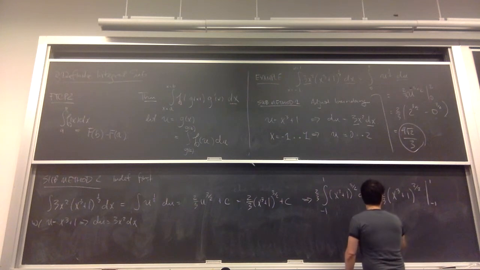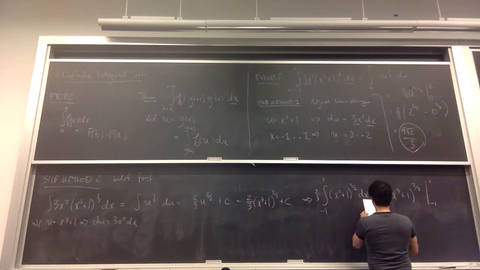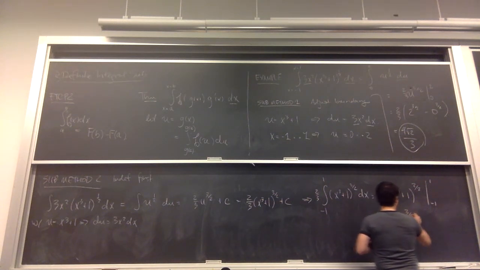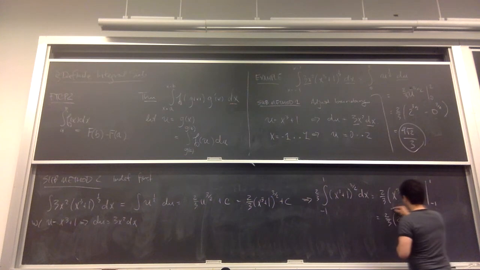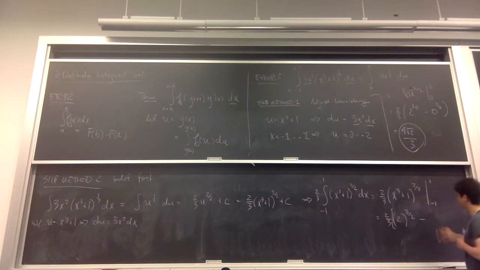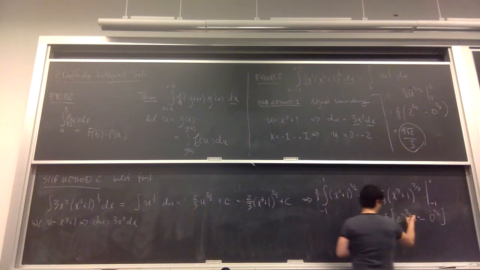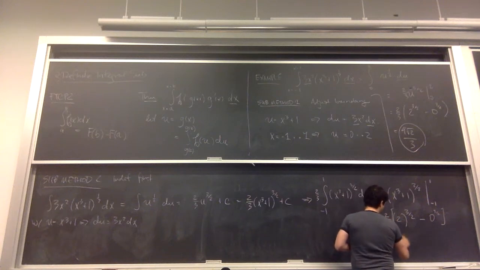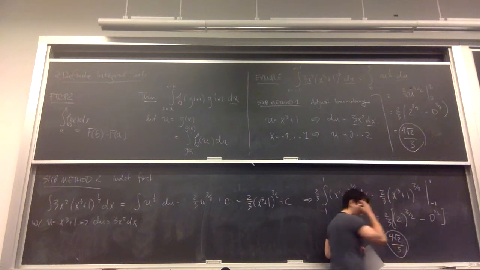And let's see what we get here. We're going to get 2/3, I hope I did this right, 2/3, 1 plus 1 is 2, to the 3/2, minus, minus 1 cubed is minus 1, so 0 to the 3/2. That's what I like to see. This is 2 root 2 times 2/3, which is 4 root 2 over 3. Okay, same thing.